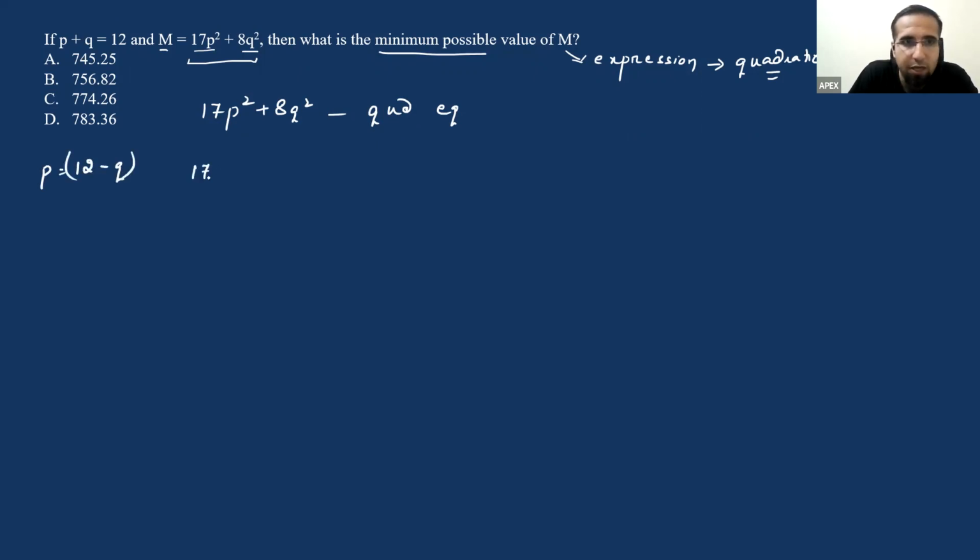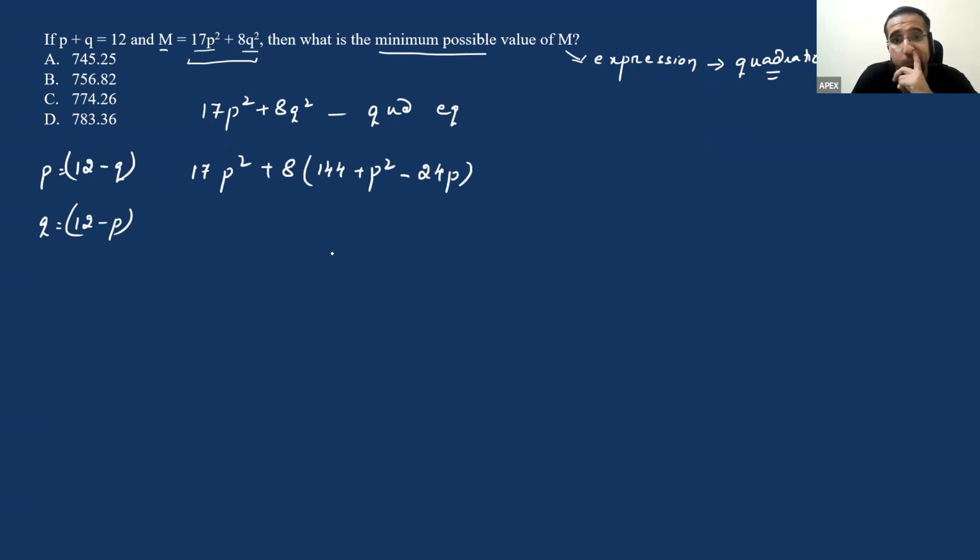So this becomes 17, or let me write Q is equal to, no? Anything is okay, no? Because if I take P square, then this will become long. So let's take Q is equal to 12 minus P. So I write 17P square plus 8 into Q square will be 144 plus P square minus 24P. Clear?